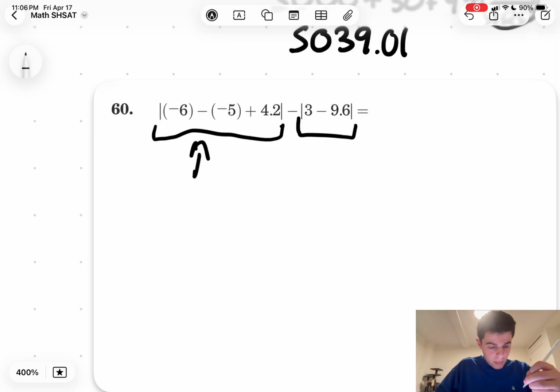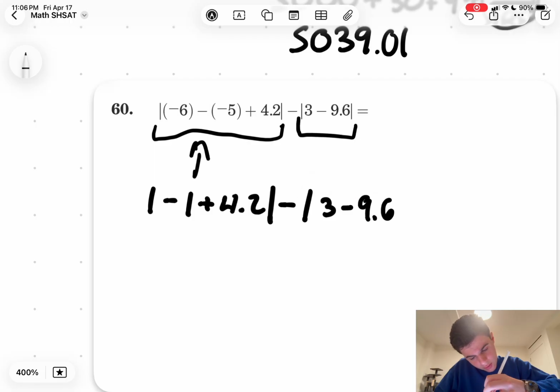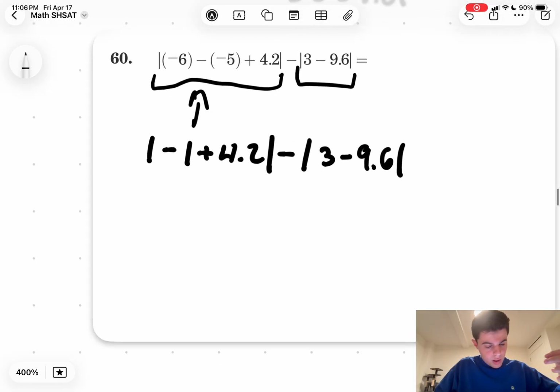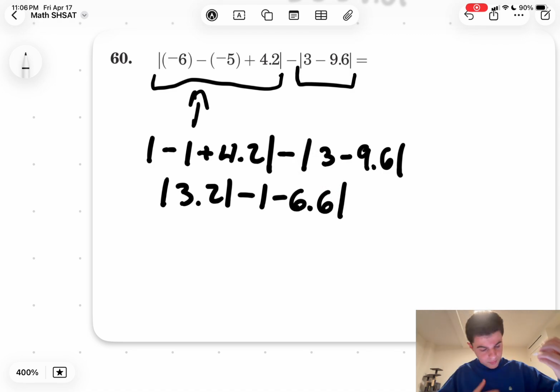-6 minus 5. Well, that's -6 plus 5. So that's going to be the absolute value of -1 plus 4.2 minus the absolute value of 3 minus 9.6. And now -1 plus 4.2 is just going to be 3.2, the absolute value of 3.2, minus the absolute value of 3 minus 9.6. Well, it's going to be -6.6, right?